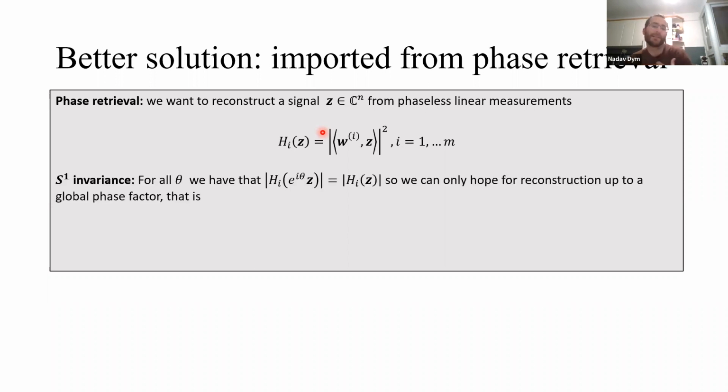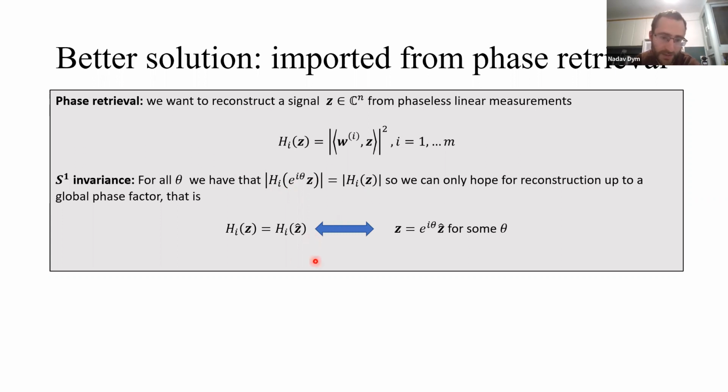This is a very important problem in signal processing, and it has some invariance built into it. If you multiply the signal z by a global phase factor, applied to each coordinate in the same way, then the magnitude will not change, and you get the exact same measurements. So you can really only hope to reconstruct the signal up to a global phase factor. That's the best you can do.